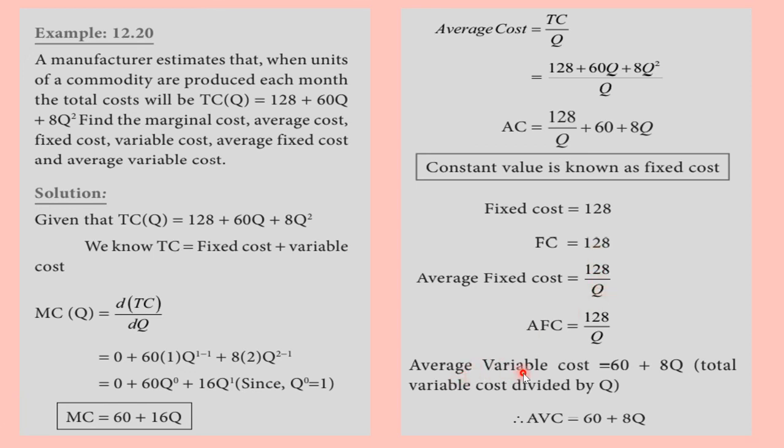How do you find the average variable cost? Variable cost is 60q plus 8q square. So variable cost is equal to 60q plus 8q square divided by q. If you divide that by q, you will get 60 plus 8q. So this is the answer for example 12.20.